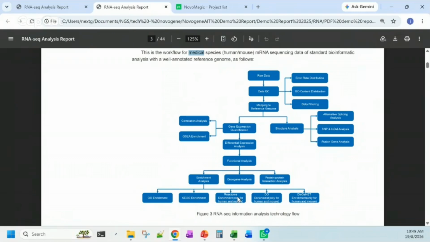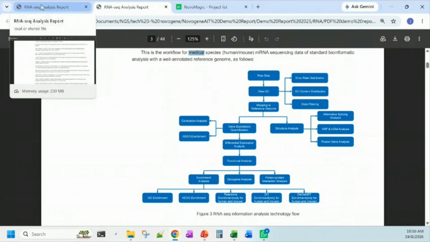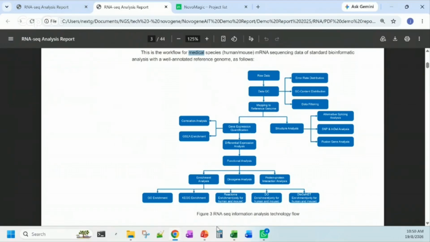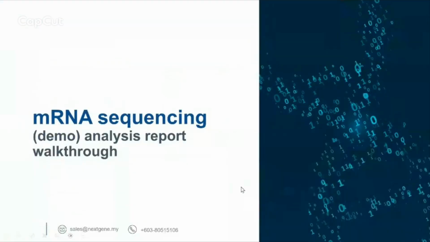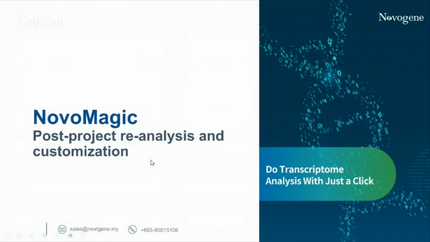So if we have a different species, a plant species, or perhaps like the one just now, I think it is the amoeba or something, then we might not be able to do all this analysis. That's why this is only applicable to medical species. So if you have a medical species, your report might be longer than the one that we saw just now. And for other eukaryotic RNA-seq, normally that is the one that we have been seeing. So I think we are reaching almost the end.